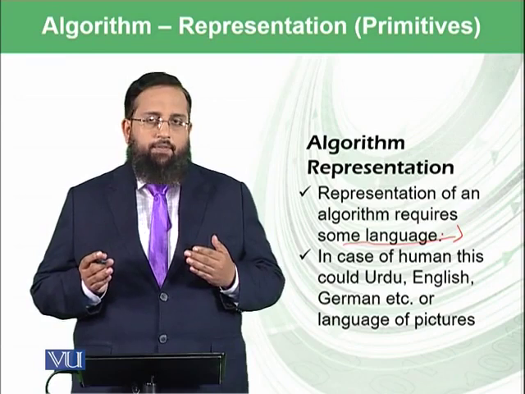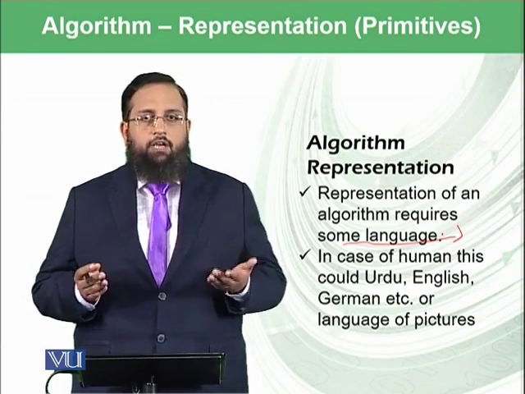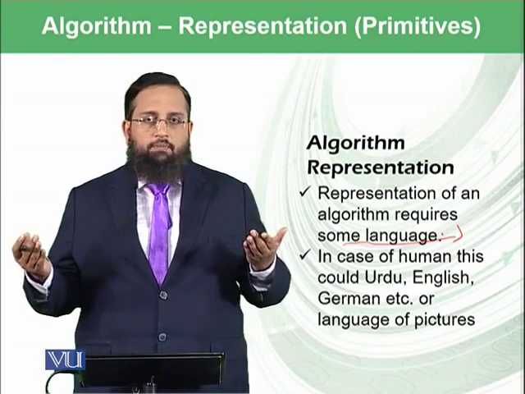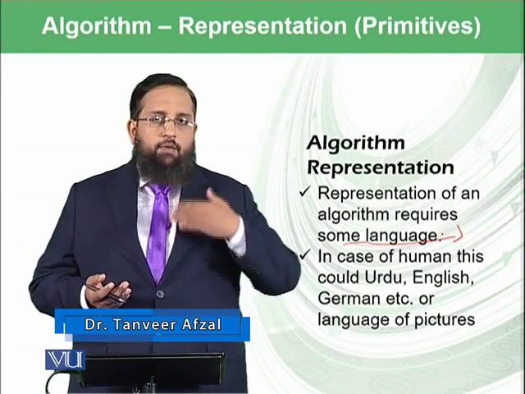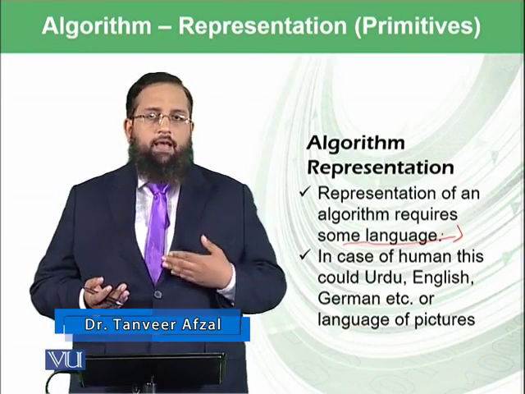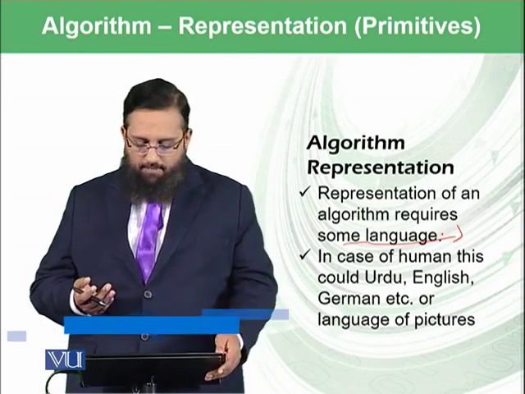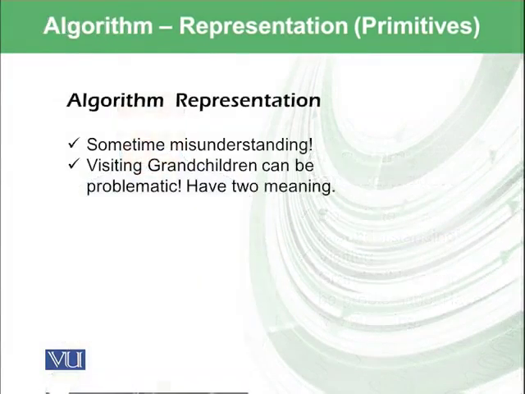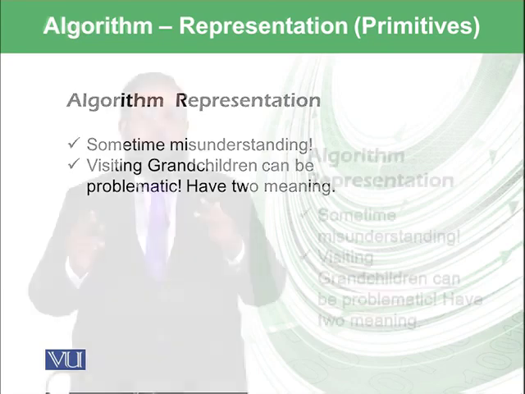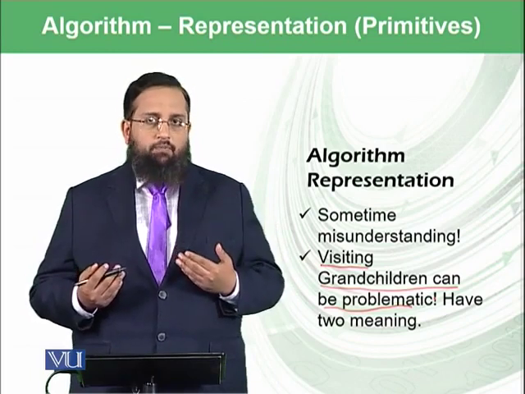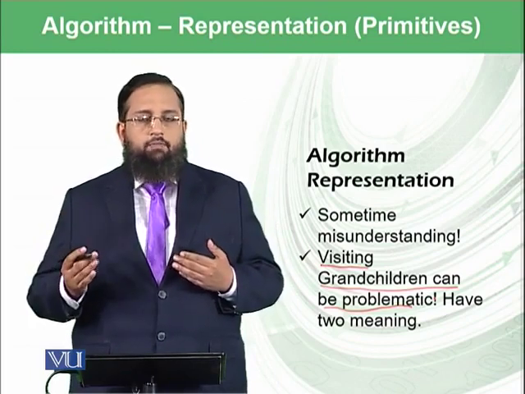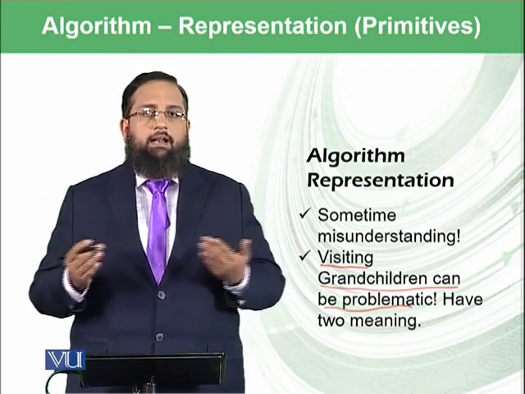In case of humans, the human has a language: English, German, Urdu, Punjabi, Pashto. So all of those languages are available for humans. However, when they communicate, even then we have some confusions. For example, if I give a statement, visiting grandchildren can be problematic. So this might have two meanings. One is that when grandchildren visit you, that is problematic, and the next meaning could be that when you visit your grandchildren, that is problematic.